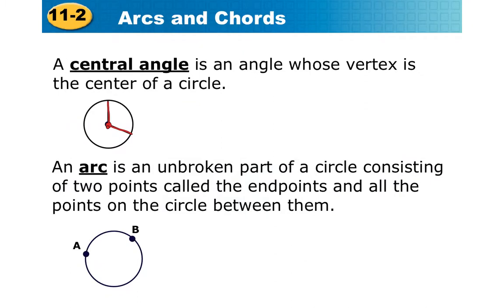Next definition: an arc is an unbroken part of a circle consisting of 2 points called the endpoints. So these are the endpoints, and all the points on the circle between them. So all these points in between them. Let me highlight several. But this is what represents an arc.